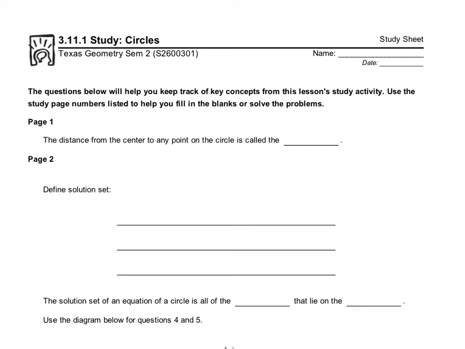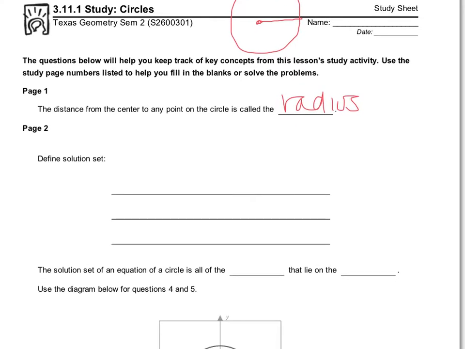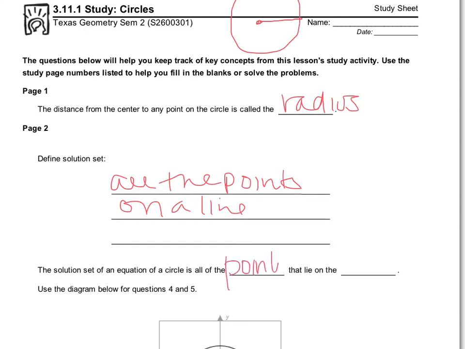So for 311, we're talking about circles. So imagine a circle. Well, it says the distance from the center to any point on the circle is called the radius. So if I wanted to define a solution set, it's normally just all the points on a line. So the solution set of an equation of a circle is all of the points that lie on the circle.